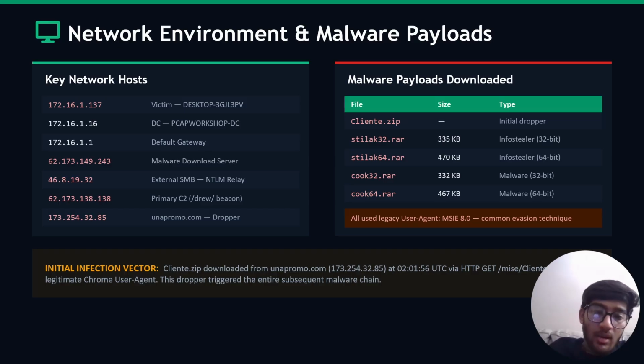On the right-hand side is the malware payload table, which first lists the client.zip dropper from yonapromo.com. There are 4 RAR archives from 62.173.149.243: Stealc32 and Stealc64, which are known infostealers, and Cookie32 and Cookie64, the second malware pair. It uses the same dual-architecture deployment strategy targeting both 32- and 64-bit systems. All the malware HTTP requests use a legacy Internet Explorer 8 user agent string, a common evasion technique to blend in with older system traffic.